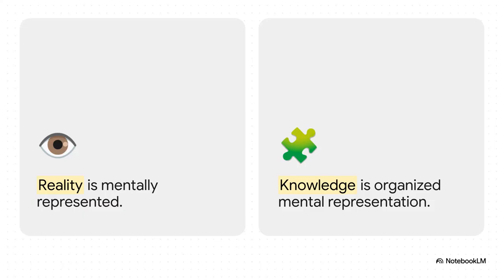Now, what's really interesting is how cognitivists view reality compared to how the mind organizes it. For the cognitivists, reality still exists independently, sure, but it is mentally represented by the learner. So knowledge isn't just a correct reaction to stimuli anymore. Now, it's organized, encoded, and stored mental representations.